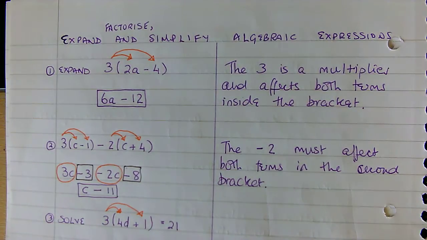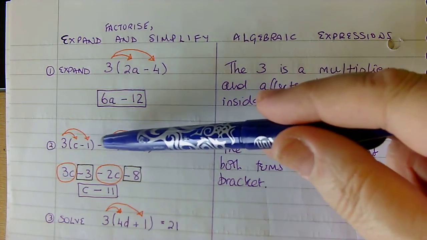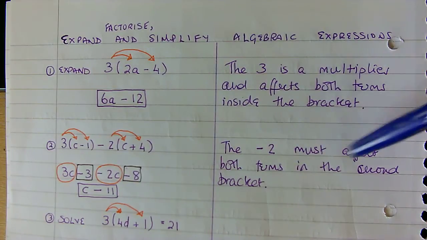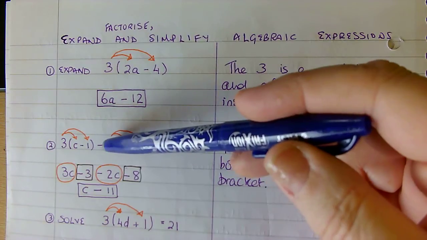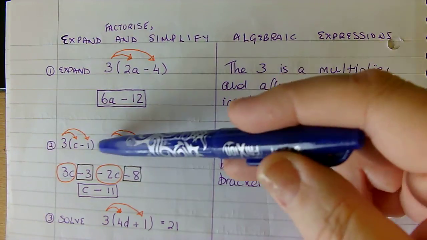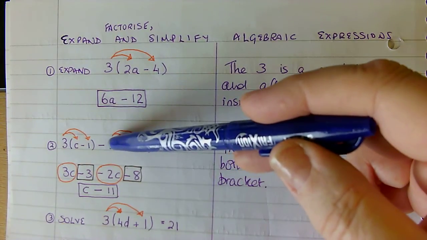In the second question then, we have a similar situation, but we've got 2 sets of brackets, and we would treat them separately and then gather together anything that we can see that is alike. So the minus 2 outside the second bracket must affect both terms in the second bracket. So it's important that the minus goes with the 2. It belongs to it and it must travel with it.